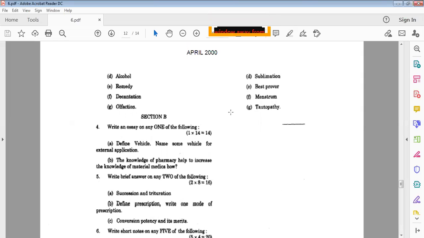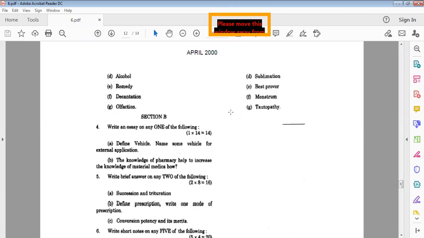Then next, section B: define vehicles, name some vehicles. External applications. Then, knowledge of pharmacy helps to increase the knowledge of materia medica. Already we have come across this type of question two to three times before. Write a brief answer on any two: that is succussion and trituration.